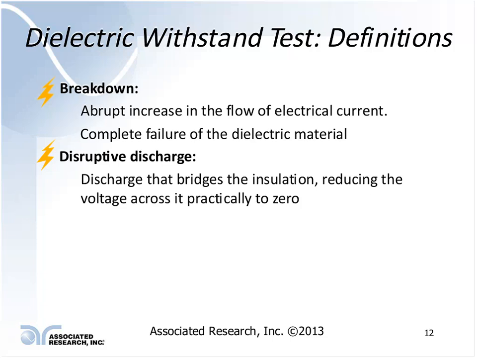There's also something called a disruptive discharge. Now, this could be a breakdown, but in most cases, it's a little different. It's a discharge that bridges the insulation, reducing the voltage across it practically to zero. Now, that sounds just like what I said for breakdown, but might not necessarily be the case. Let's talk about running a couple of repeated Hipot tests, right?